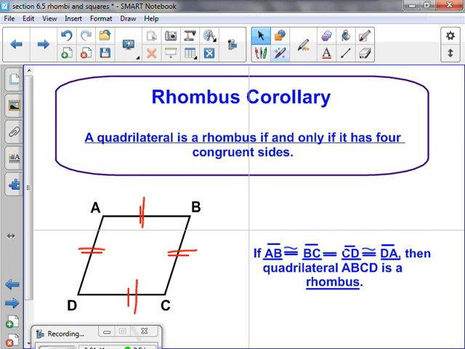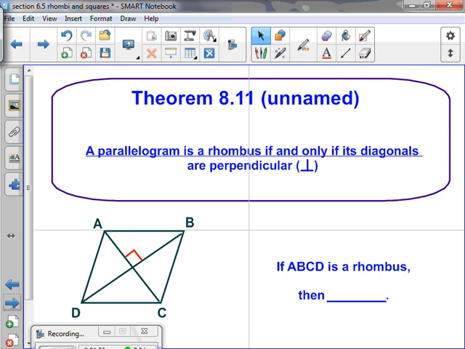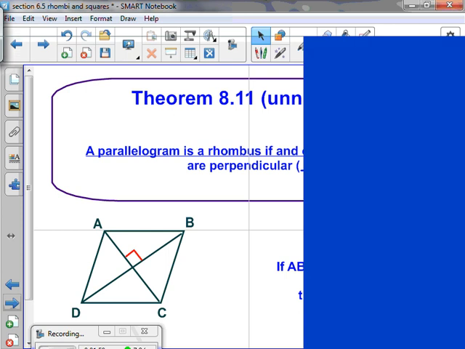Let's move along. I'm going to leave the next two questions for you to figure out. They should not take you too long. And then we talk about theorem 8.11. A parallelogram is a rhombus if and only if its diagonals are perpendicular.